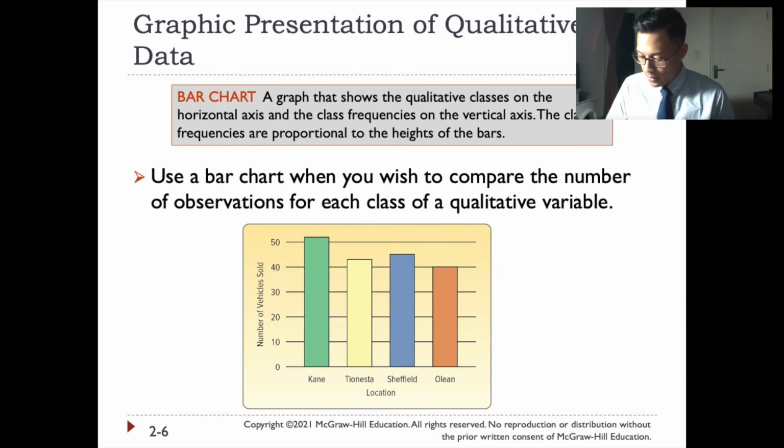Another way to make things more straightforward and intuitive is to provide a label in each bar on the number of vehicles sold. In this case, this is 52, this is 40, and we can also include the number of vehicles sold in Tionesta and Sheffield as the label on top of the bar. Again, this is just a simple detail to make your graph more informative and easy to understand, especially for executives or business decision makers with only 5 minutes to spare between meetings.